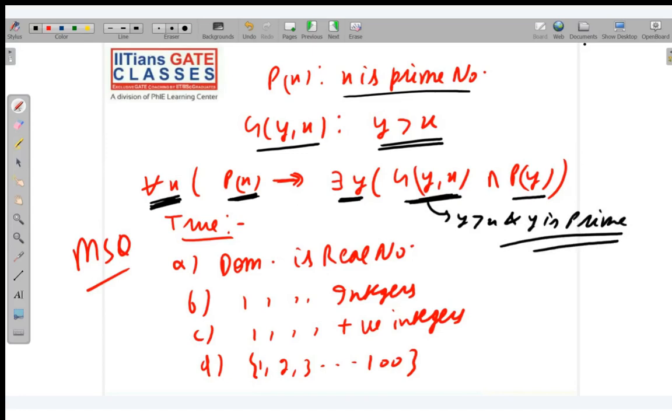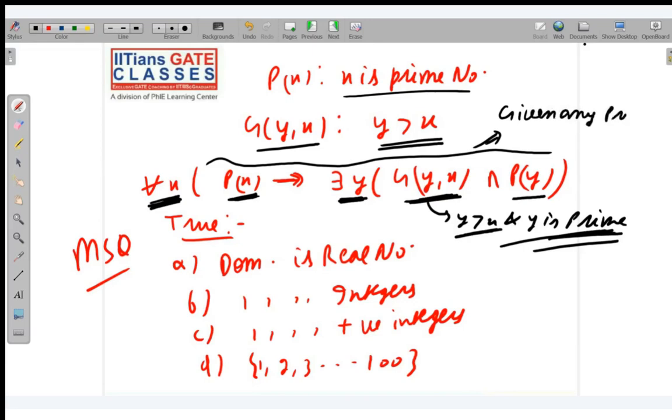So what they want to say is, for every x, if x is prime, then there exists a y which is also a prime number and it is greater than x. So there exists a prime number greater than the given prime number. You just give me any prime number, and I will be able to find a prime number greater than the given prime number.